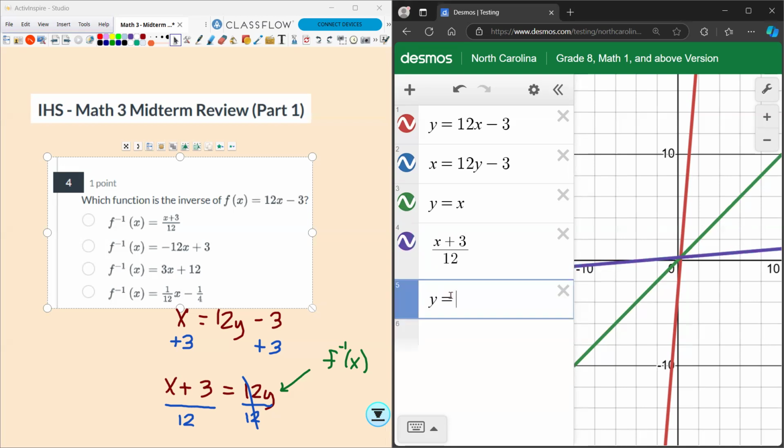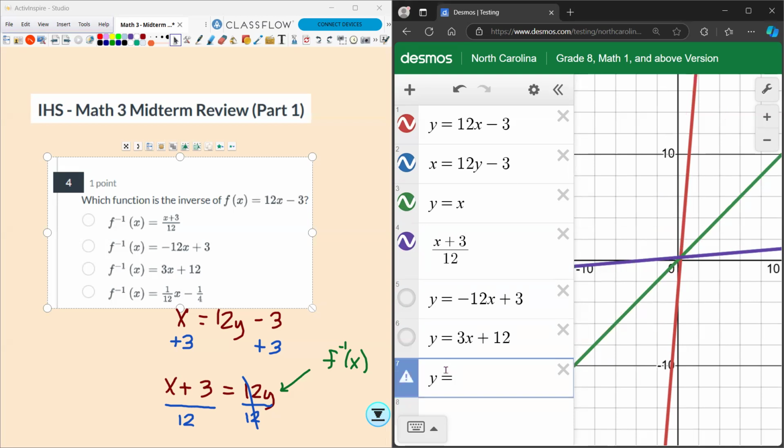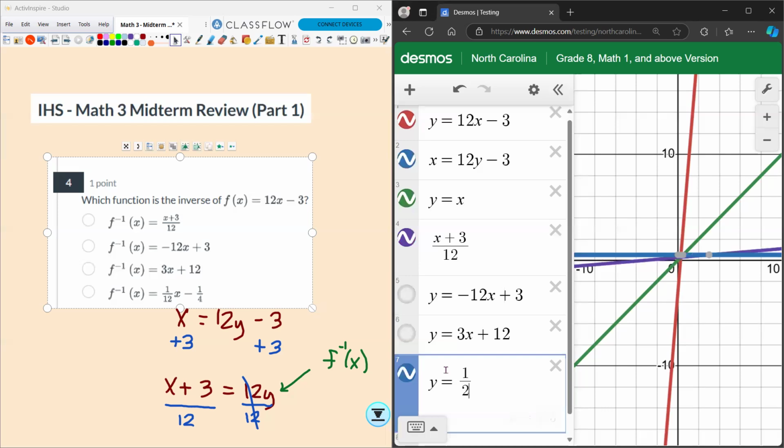So if I do y equals negative 12x plus 3, that's not going to be a reflection over it. We can also do the other ones, y equals 3x plus 12. That's way off. And then we can do the last one, y equals 1 over 12 x minus 1 over 4. And that one's just slightly off, so that's not going to work either. So the only one that actually works is this one right here.